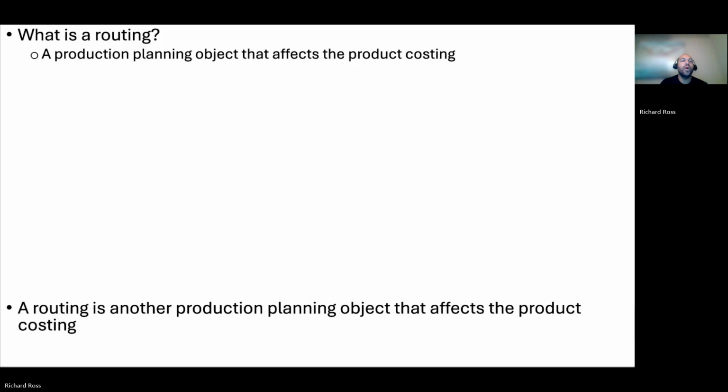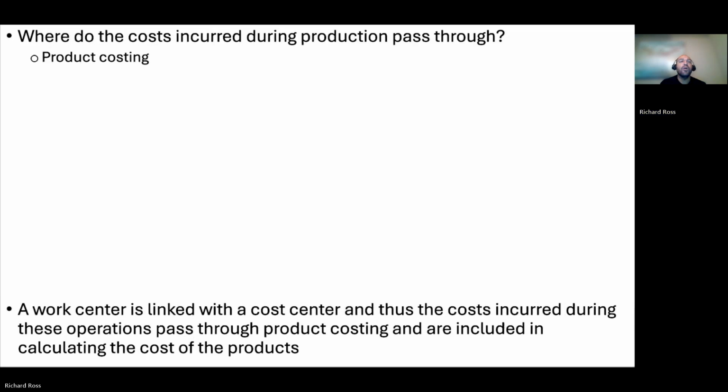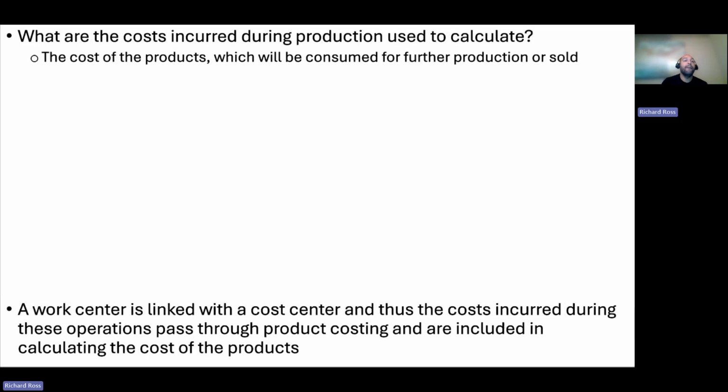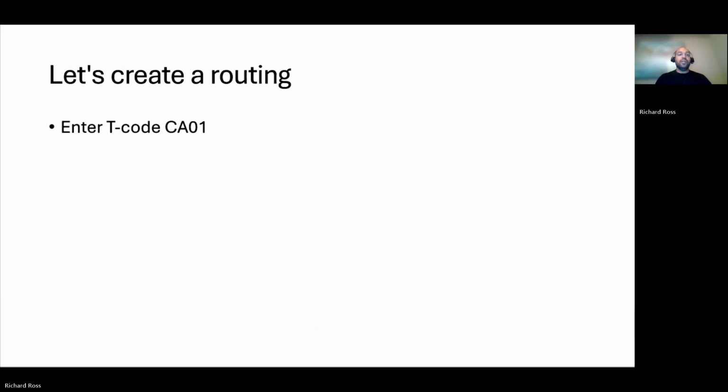Routing. What is a routing? A production planning object that affects the product costing. What does a routing describe? Which operations must be done during production and the order of the activities done in work centers. What is a work center linked with? A cost center. Where do the costs incurred during production pass through? Product costing. What are the costs incurred during production used to calculate? The cost of the products which will be consumed for further production or sold. What is the T code used to create a routing? CA01. Let's create a routing.